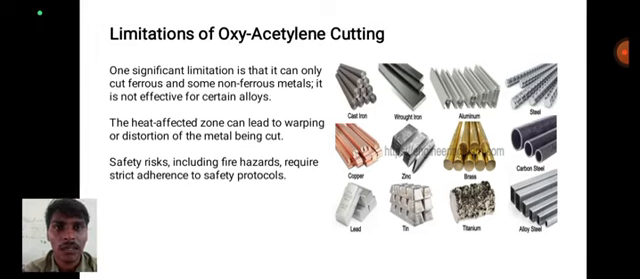The heat affected zone can lead to warping or distortion of the metal being cut. Safety risks, including fire hazards, require strict adherence to safety protocols.